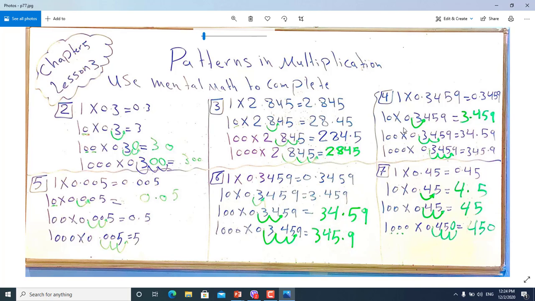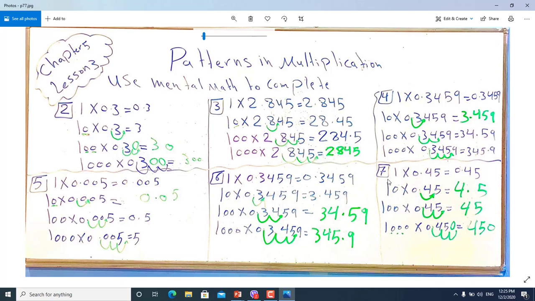Number 6 also, it's like number 4. We have 1 times 0.3459. So it's the same number, but if you multiply by 10, we move this decimal point one place. It will take place between 3 and 4. We get 3.459. And if you multiply by 100, we move this point two places. 1, 2. It will be between 4 and 5. We get 34.59. And if you multiply by 1000, we move this point 3 places. Since we have 3 zeros, 1, 2, 3, it takes place between 5 and 9.